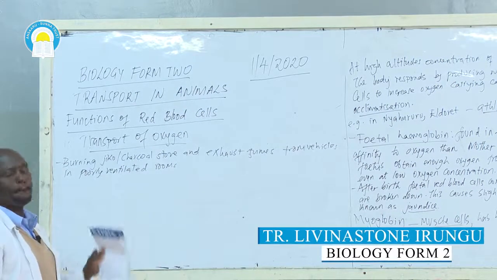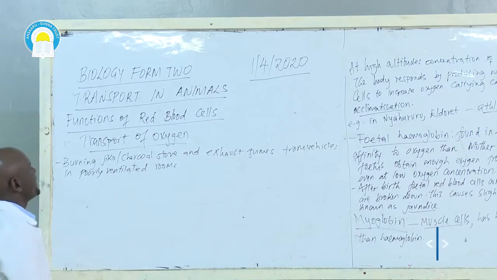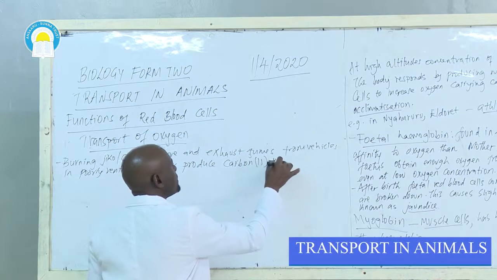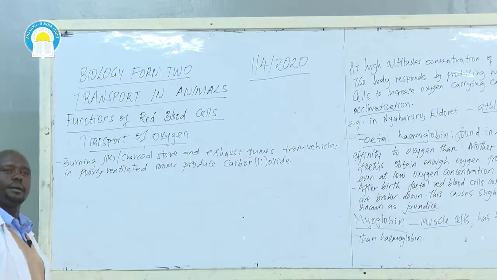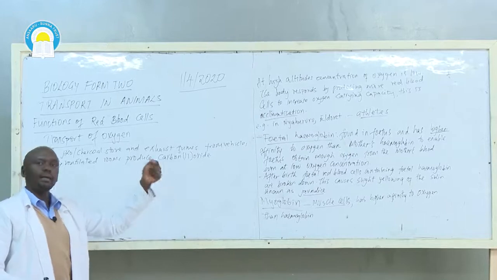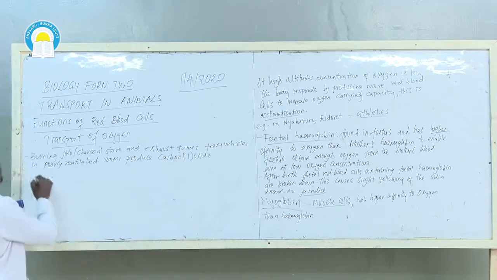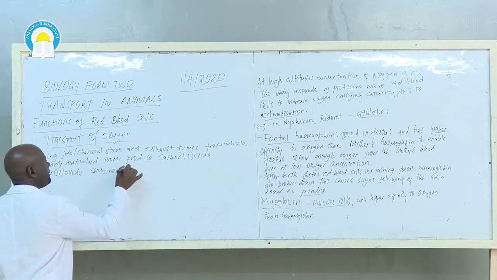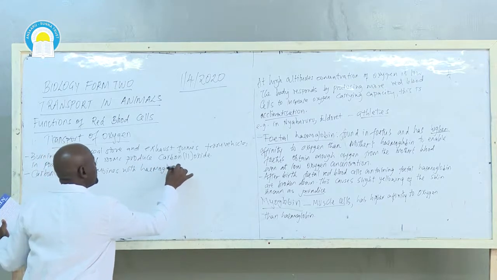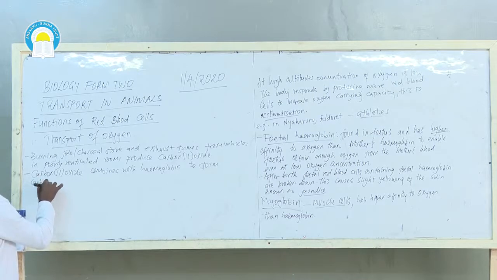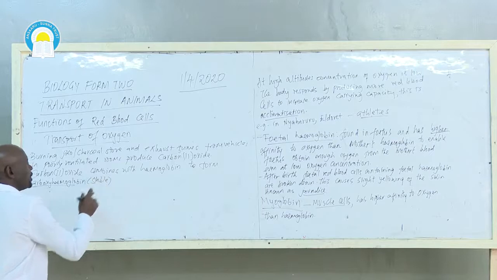So when they are burning in poorly ventilated rooms, what will happen is that the gas that they produce is carbon monoxide. Carbon monoxide is a gas that is dangerous, and the reason is because hemoglobin has a higher affinity to carbon monoxide than oxygen. So what will happen is that carbon monoxide will now combine with hemoglobin to form a compound that is known as carboxyhemoglobin. The dangerous nature of this is because it is more stable, so it will not dissociate easily.